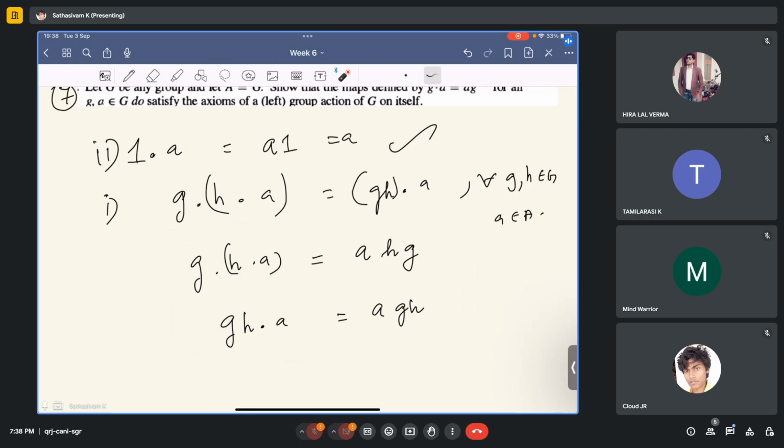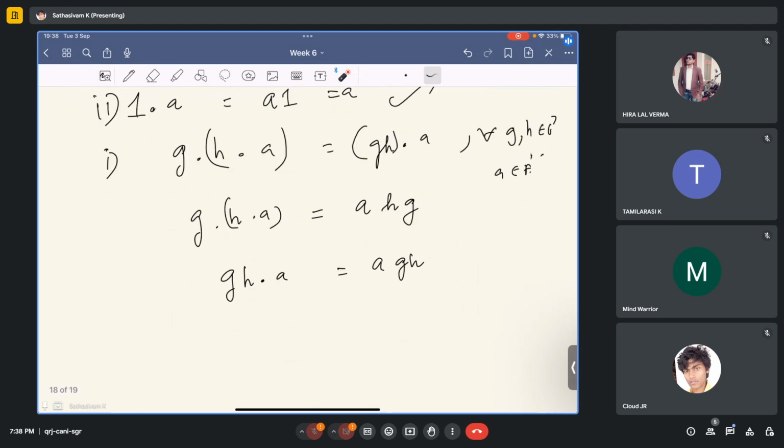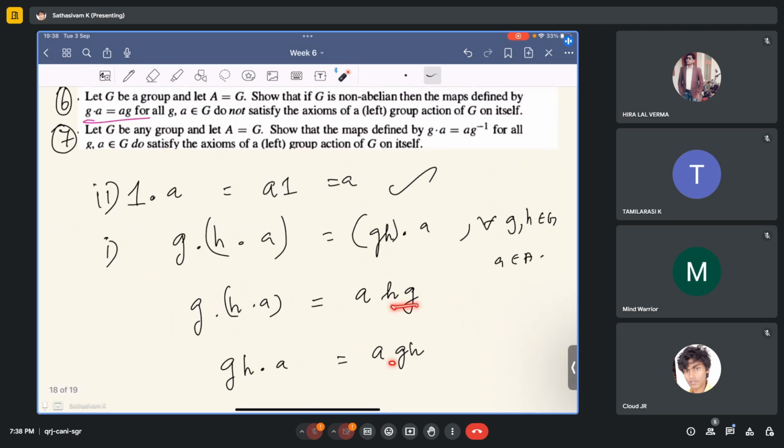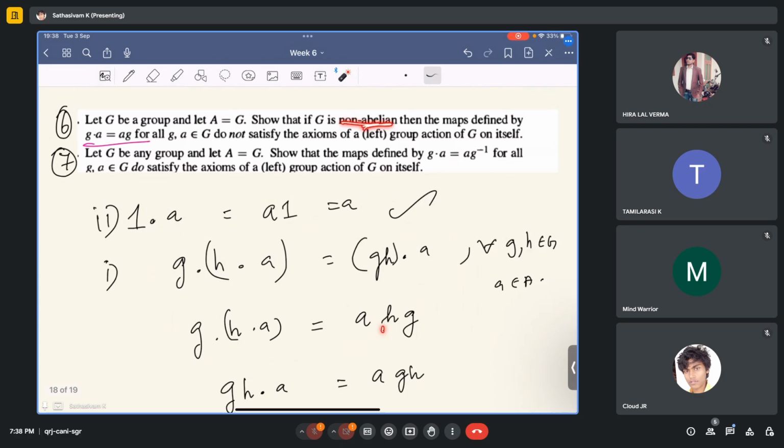See here, you can see that, forgetting these two elements, these are the same element, right? But HG need not equal GH. Okay, so that is what we are going to prove. This is not equal because you are working with a non-abelian group. In general, these are not equal, so this property will not be satisfied. But let's write it formally.